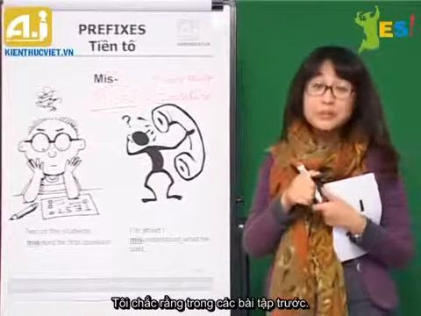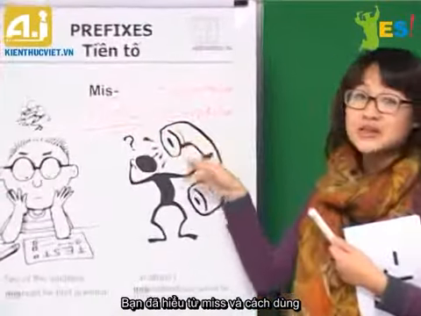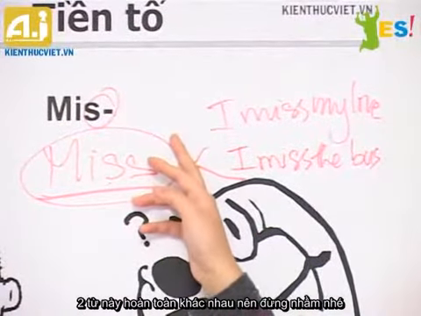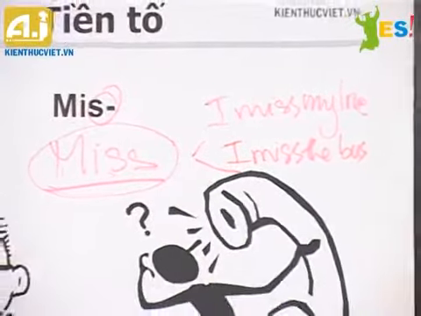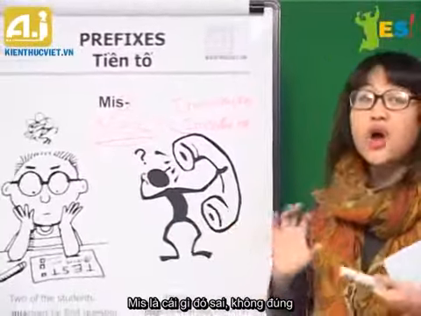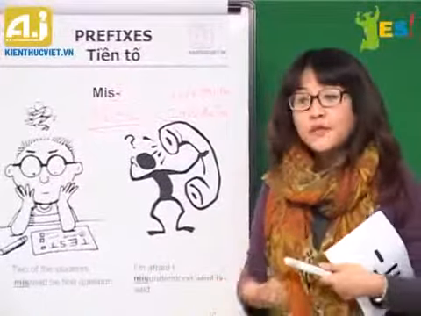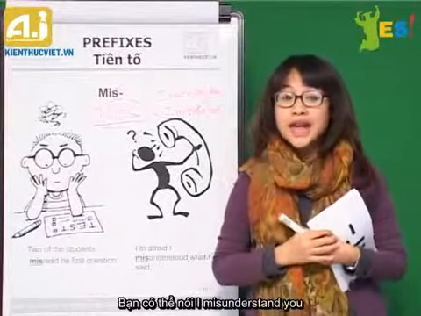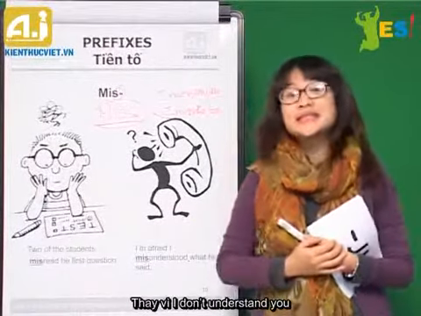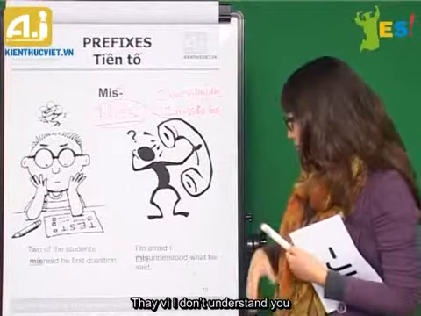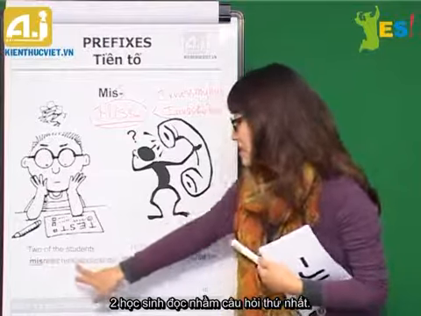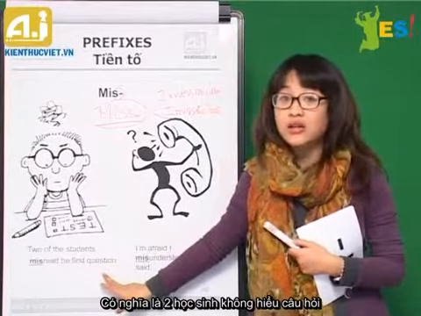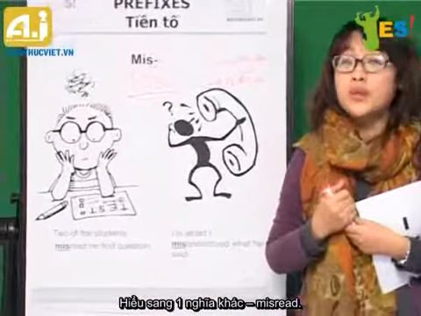I'm sure that in some previous lessons, you have understood about miss and how to use miss. This is totally different, so don't make mistakes about this. Mis means that something is wrong, something not correct. For example, if I say something and you do not understand me, you can say, I misunderstand you, instead of saying, I do not understand you. Here, two of the students misread the first questions. It means that they understand the questions wrongly. They don't read the questions in the right way.